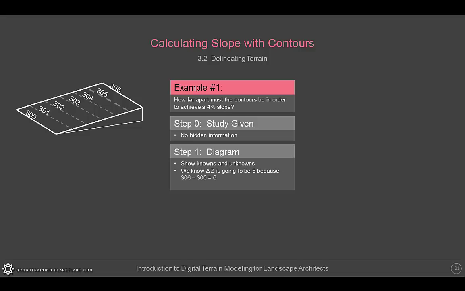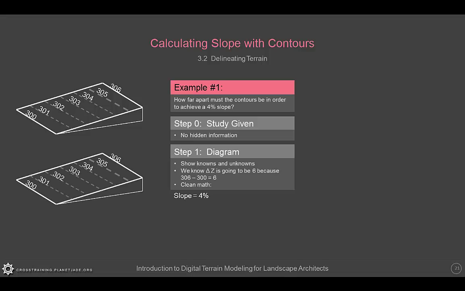So we know that the change in z is going to be 6 because 306 minus 300 is 6. So we're basically taking the high point, which is 306, minus the low point, which is 300, which yields the value 6. And to show this in clean math, this is how we would do it. We would do slope equals 4%. So right now what we're doing is we're listing our knowns and our unknowns.